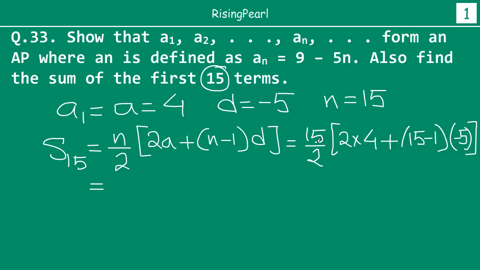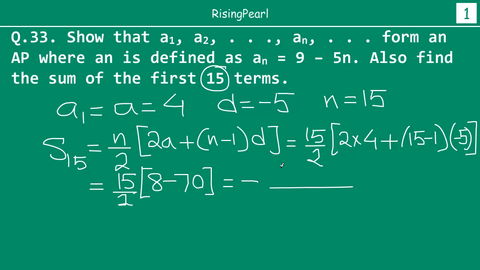If we keep solving this, we have 15 by 2. I'm not trying to make it 7.5 because I'm trying to see if this 2 will cancel out something else on the top. So 15 by 2 times: 2 4s are 8. Now plus, but we have minus, so this will be 14 times minus 5. That will be minus, 14 5s are 70. In other words, this will be a negative number.